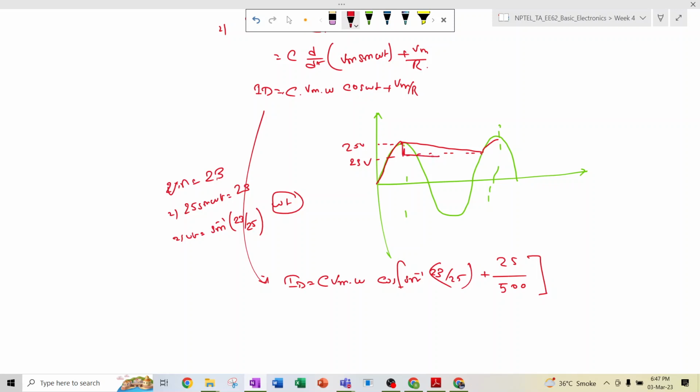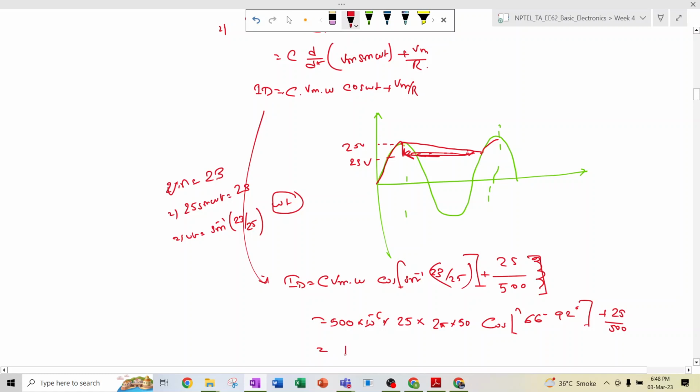So we are just considering this thing to be the omega t, and this comes out to be 500 microfarad into this Vm value, that is 25 into 2 pi by 50 into cos, sin inverse 23 by 25, once again 23 by 25, sin inverse, so this is 66.92 degree plus 25 by 500, so this is 500 into 10 to the power minus 6 into 25 into 2 pi into 50 into cos.